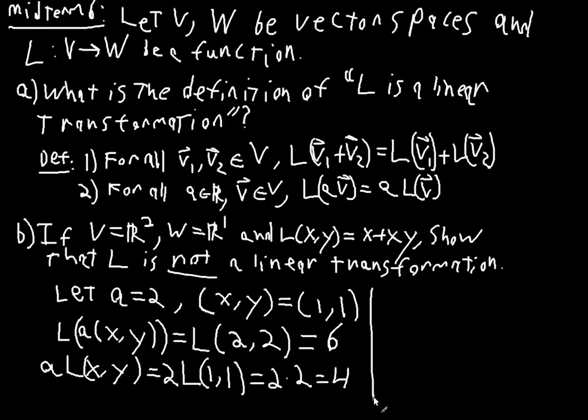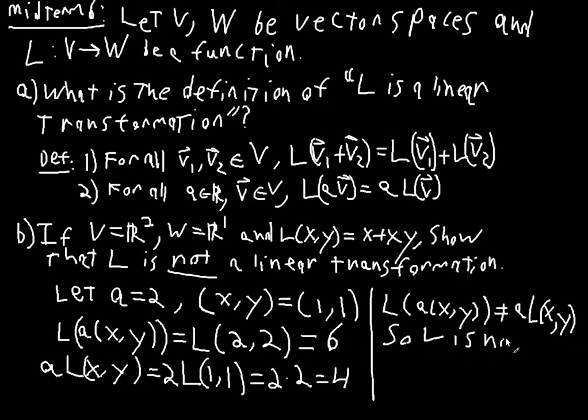So let's go ahead and write that down. We say that L of A times x comma y is not equal to A times L of x y. So L is not a linear transformation. And that's our answer to part B.